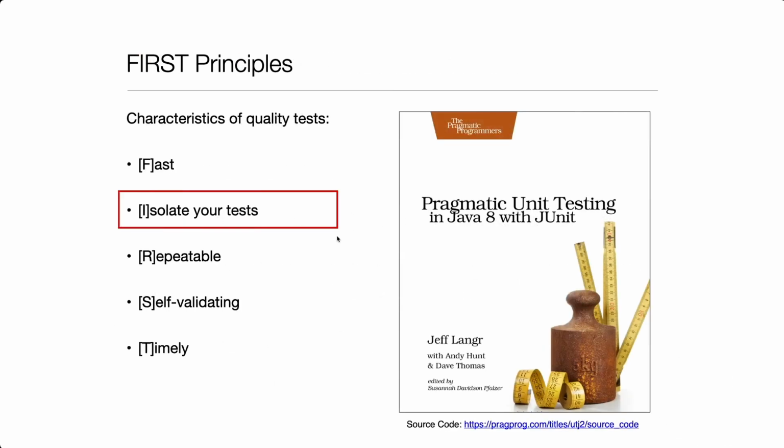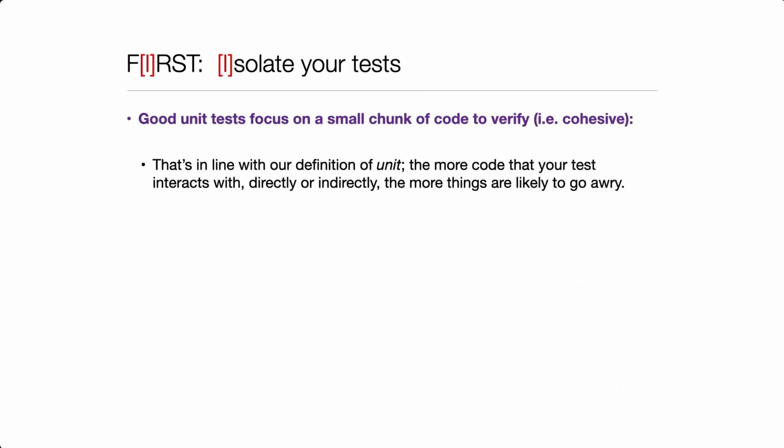Next one then, isolate. I think we see the importance of that at this stage. We're trying to write tests that are cohesive. That is, they're focused on testing one thing, really. They maybe have to do several operations to verify the one thing, but they're focused on one feature we're intending to verify.